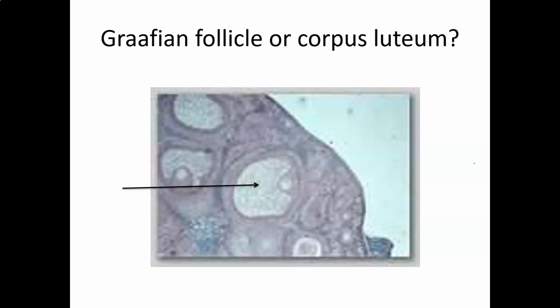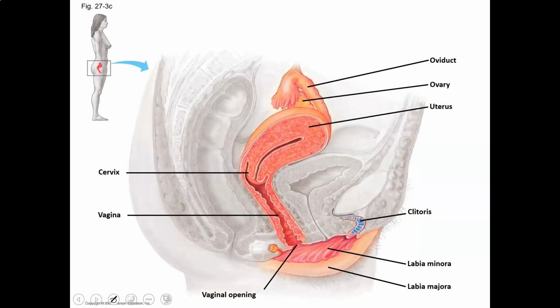All right. So see if you can answer that one based on all the discussions that we've been having. Hopefully you can tell that's a Graafian follicle, because there's the egg.